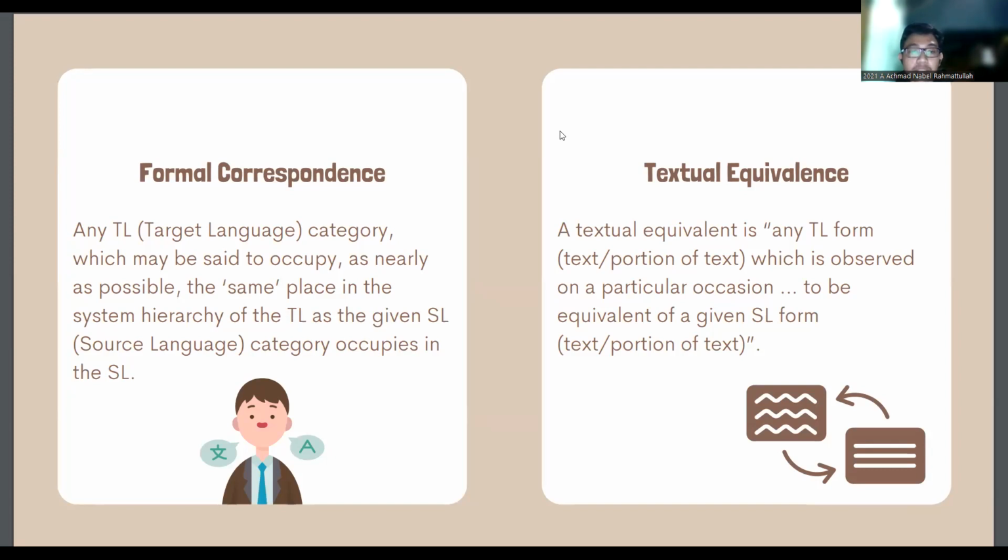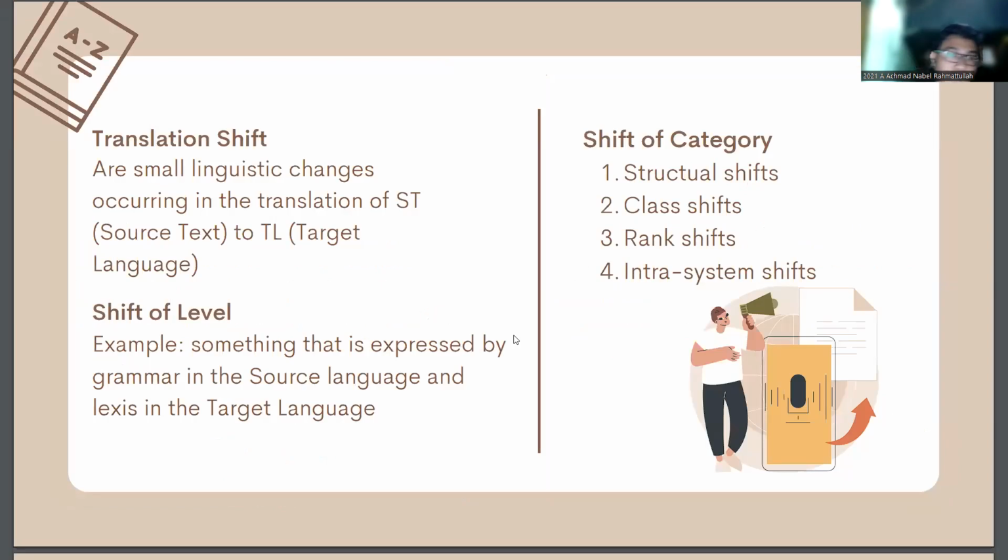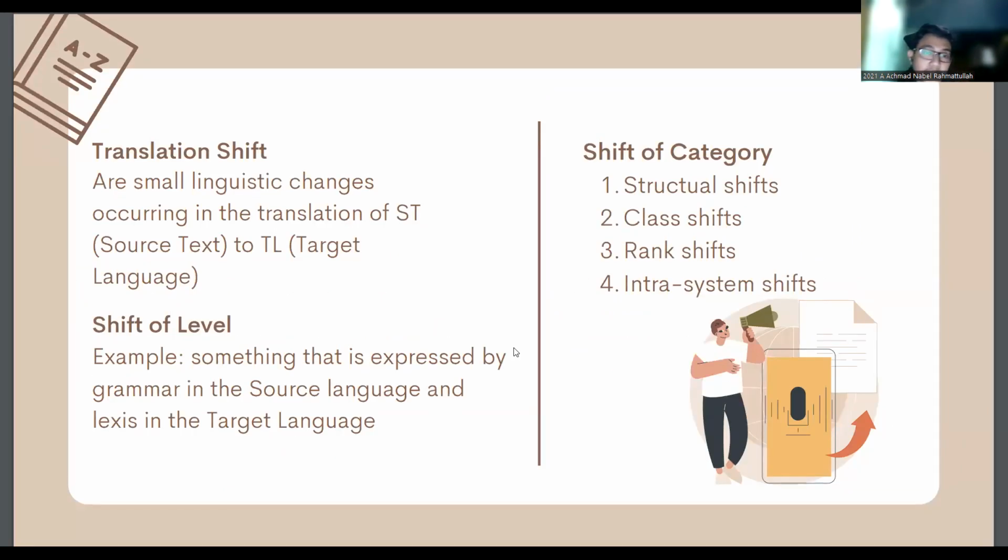Now, when these two concepts diverge, we have translation shift. Translation shift is the process of changing an original written text into a different verbal language. For example, when we take the Chinese language as the source text and English as the target language. Translation shift is divided into two: shift of level and shift of category.